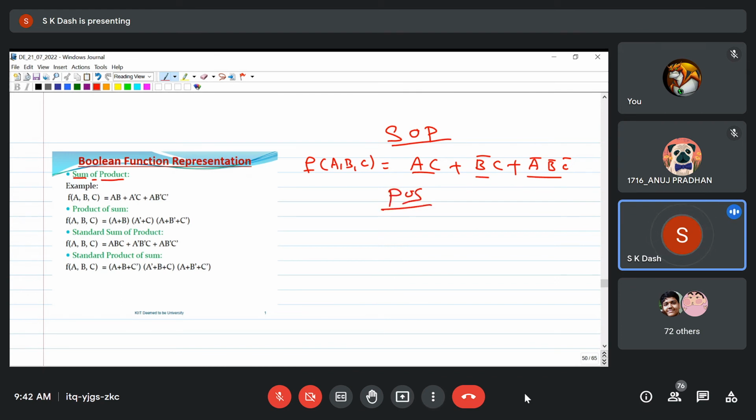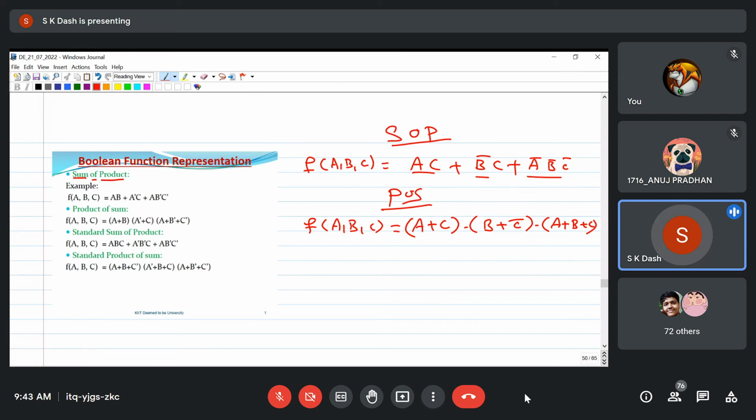Next, product of sum. As the name suggests, it will be the opposite of SOP. Here, sum terms will be multiplied. So what will happen for a function of ABC? Any example of sum terms? Suppose the first sum term is A plus C, the second sum term is B plus C bar, the third sum term is A plus B plus C. Then they need to be multiplied.